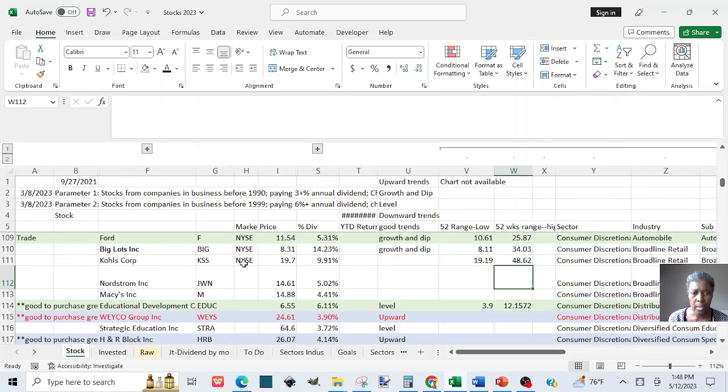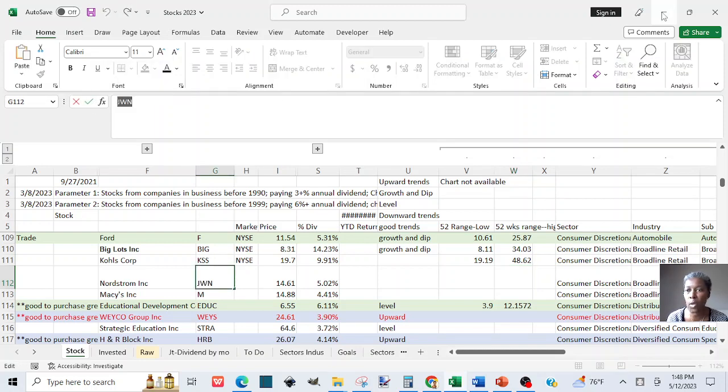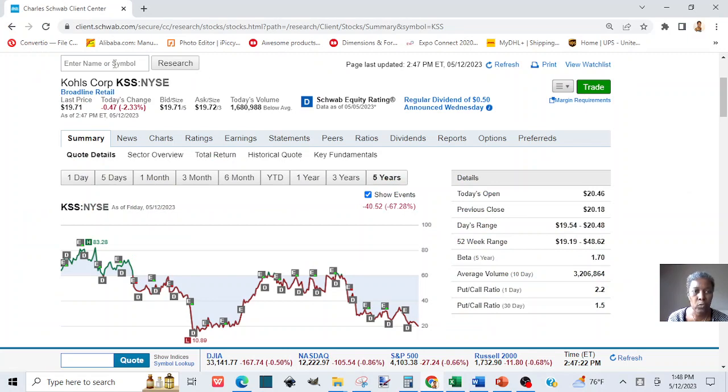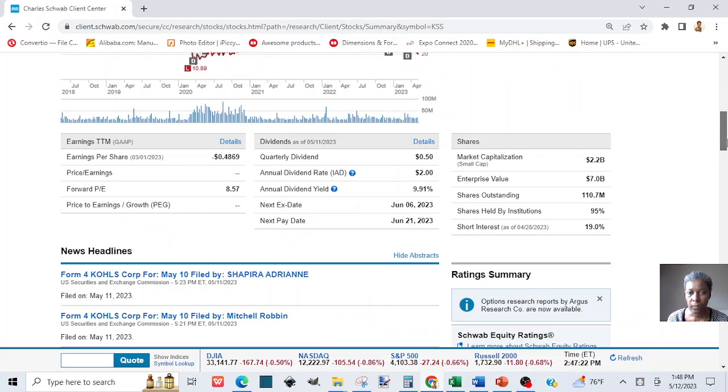So far it passed that one criteria. We'll go to Nordstrom. So we are just going to copy the symbol here, and we'll go to search. In fact, we can double check the dividend. And the dividend, at this point, if you want to put on your spreadsheet when they pay the last dividend, you can, but it's not necessary because it's quarterly.